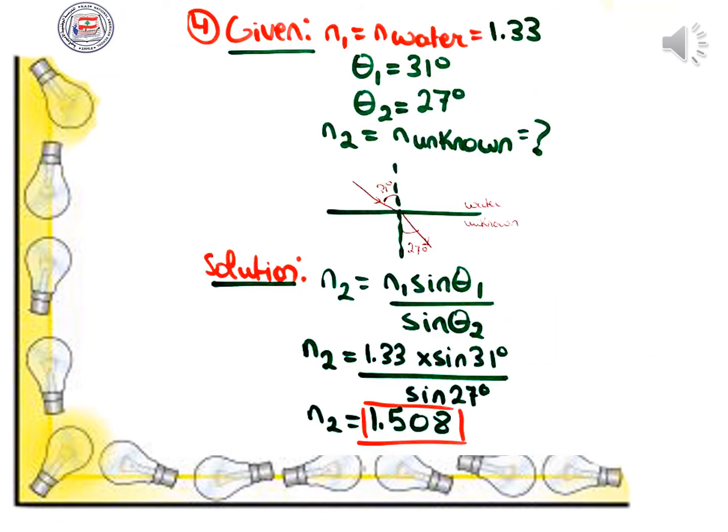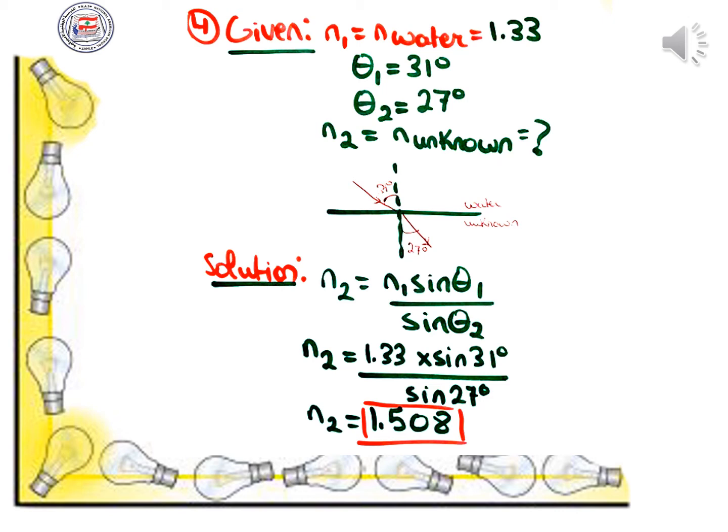Number 4. A block of unknown material is submerged in water. Light in water enters the block at an angle of incidence of 31 degrees. The angle of refraction of the light in the block is 27 degrees. What is the index of refraction of the material of the block? So here, in the given we have N1 is equal to N water equal to 1.33 because they said that light in water enters the block. So light is in water at first and then it enters the block of unknown material.